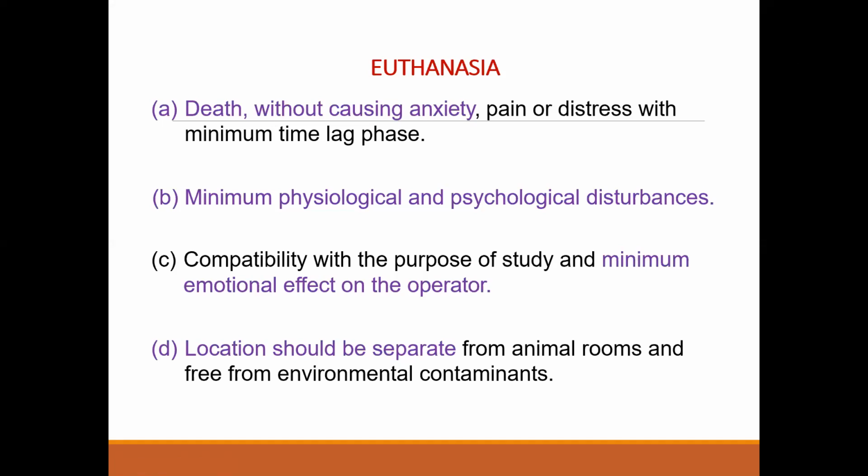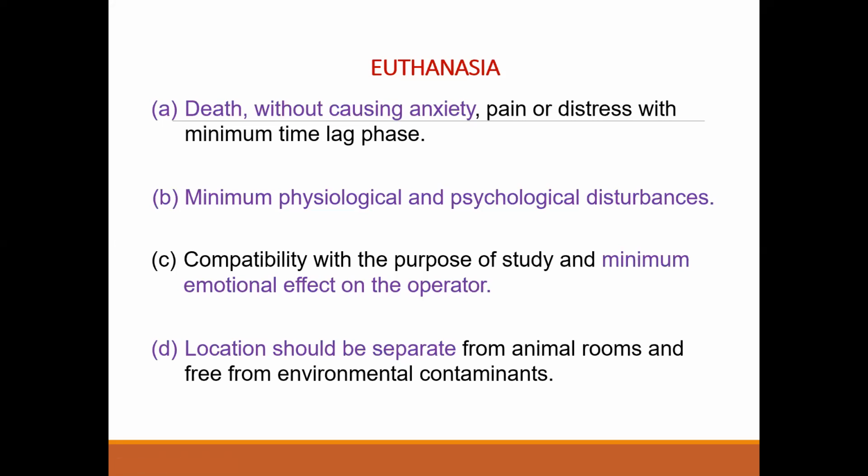The minimum physiological and psychological disturbances must be required, so it should be minimum. So avoid forcefully killing. It depends on the compatibility with the purpose of the study, so why you use those animals and what the purpose of the studies is, and minimum emotional effects on the operator. Minimum emotional effects on the operator means that during the explanation there may be a chance of emotional attachment towards that animal, right? So during the killing of animals, the operator should not be the one to kill that animal.